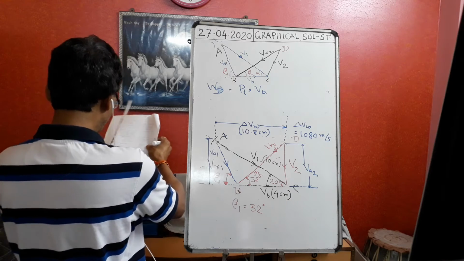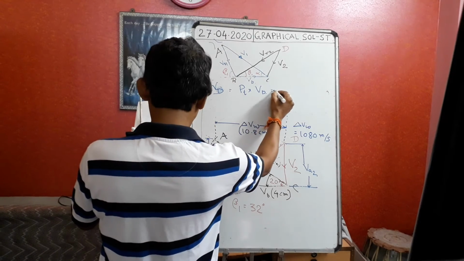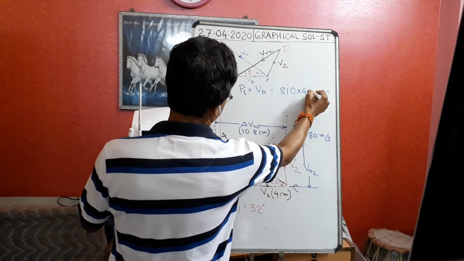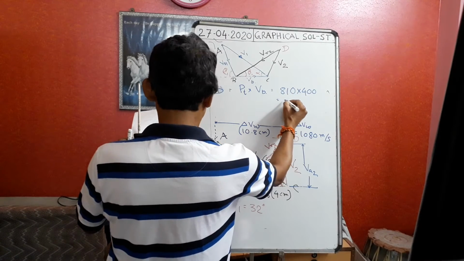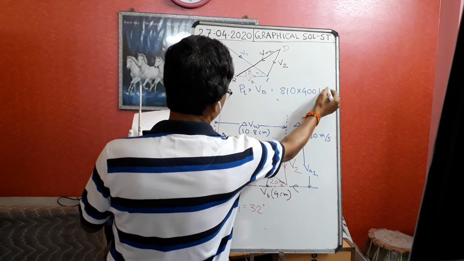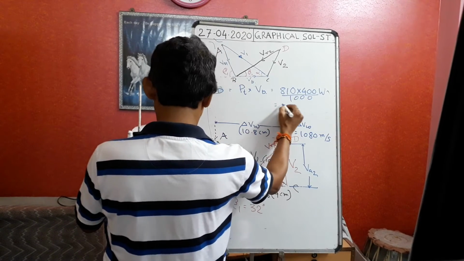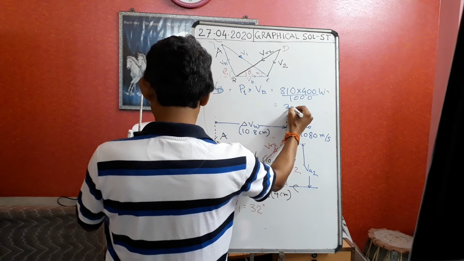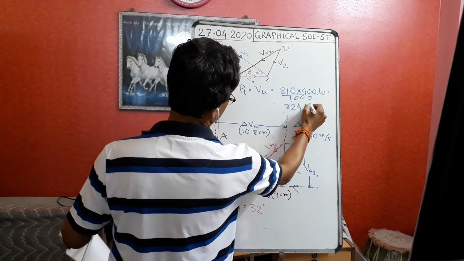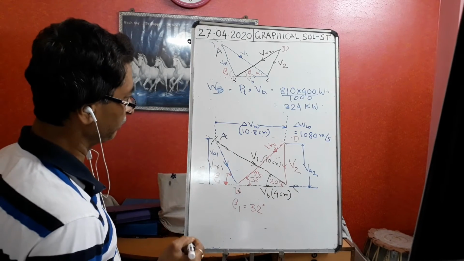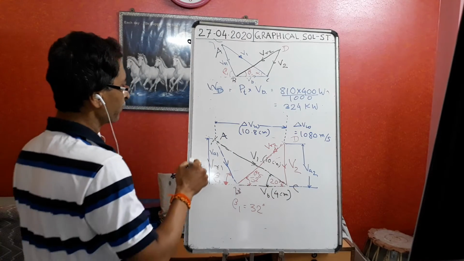What is the tangential force? I have found out 810. What is the blade velocity? 400. Simple. Then we will get so much of watt. If I divide it by 1000, it will come 324 kilowatt. Simple. Already force I know, distance I know.